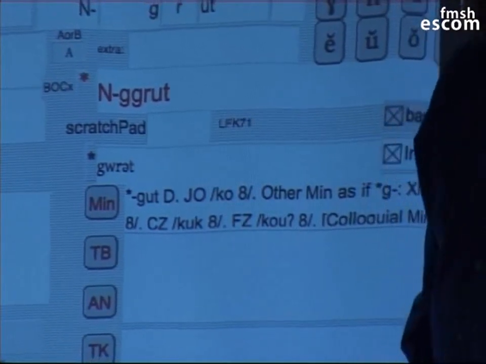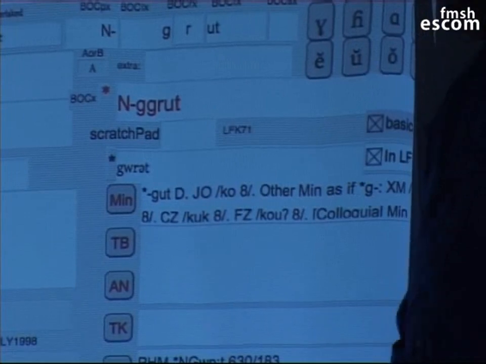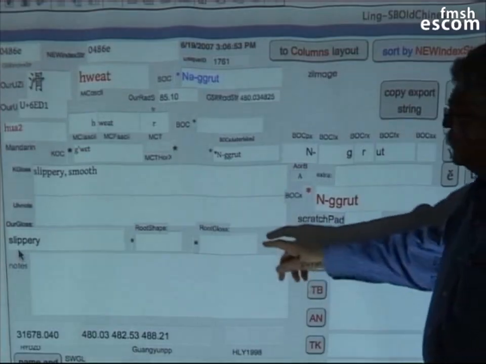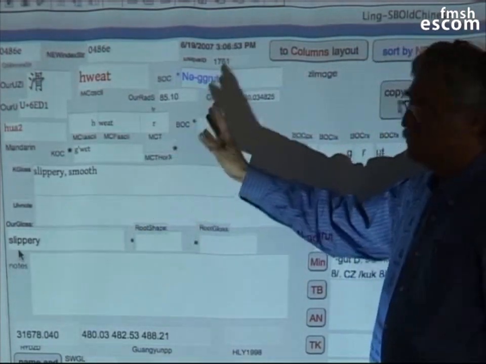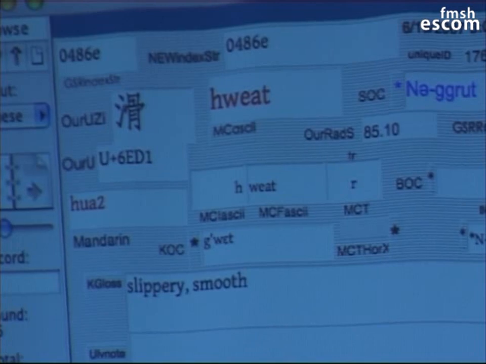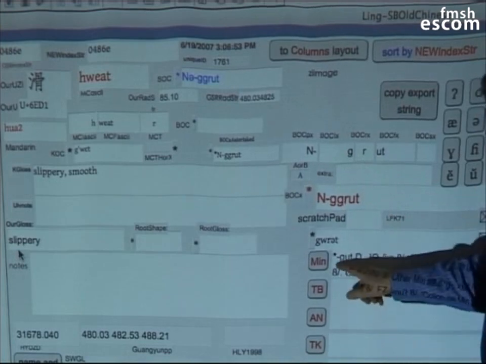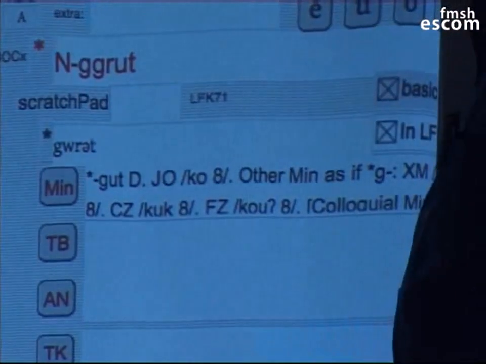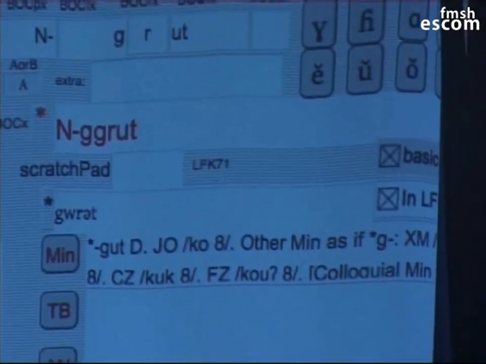Slippery, smooth. Again, we need a hyphen, a schwa here. We were just fixing these last night, and we didn't get to all of them. Hua, well, I won't go into the Mandarin, but it's slippery, smooth, another adjective. There's the softened initial, so it's probably from N-schwa. And here we have Proto-Hmong with a pre-nasalized initial.